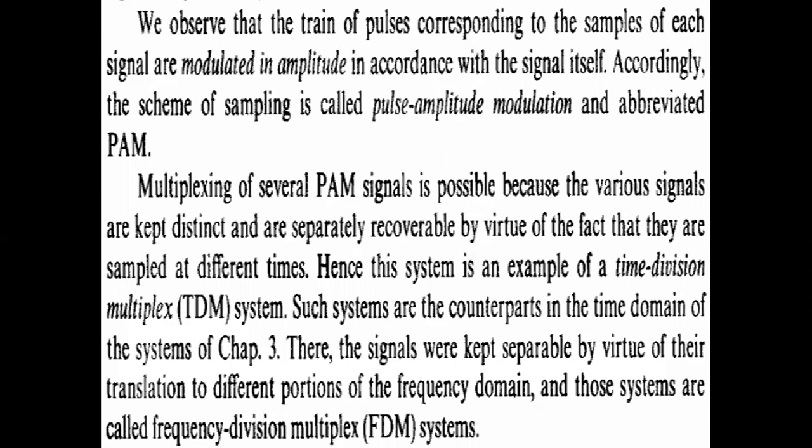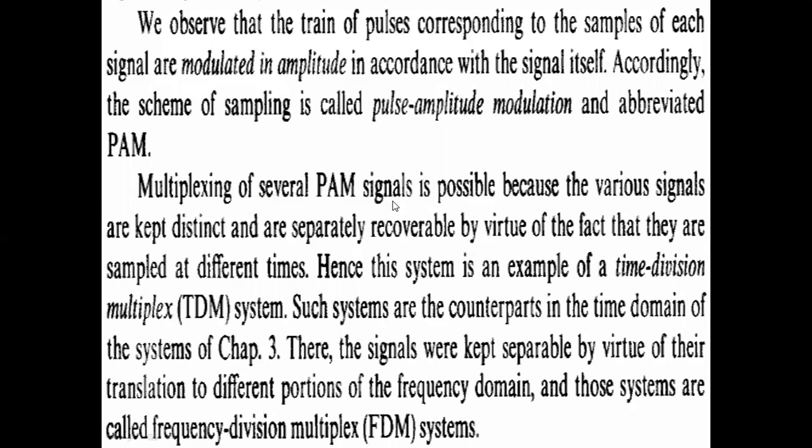So the multiplexing of several PAM signals. One signal has one PAM, that is, each signal has its own amplitude domain. Here in the example there are two signals. The first signal has its own samples, that is a PAM, and the second signal also has its own amplitude, that is also a PAM. Now this is the multiplexing of several PAM signals. Two PAMs are used here because there are two signals.